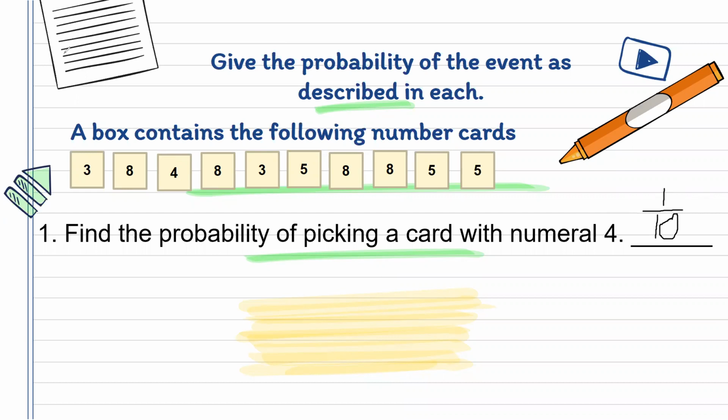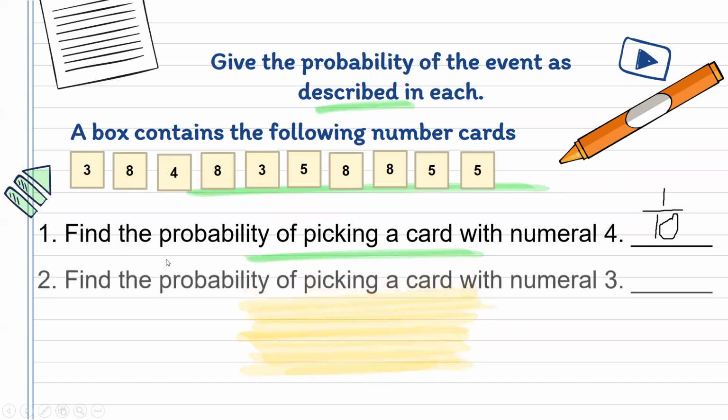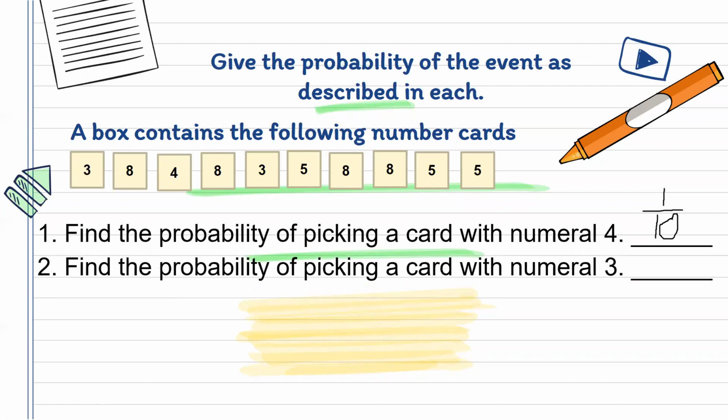Okay. Next, find the probability of picking a card with numeral 3. So how many 3s do we have here? So let's count. We have 1, 2. So we have only 2 3s, okay? So 2, and then we have 10 as the total outcome. So as we explained earlier, we could also simplify our answer. So 2/10 could be simplified as 1/5.